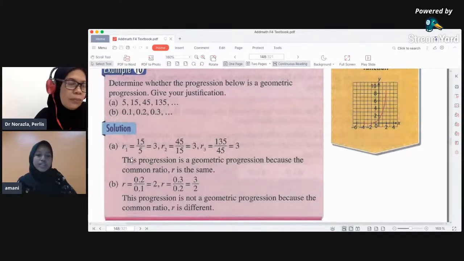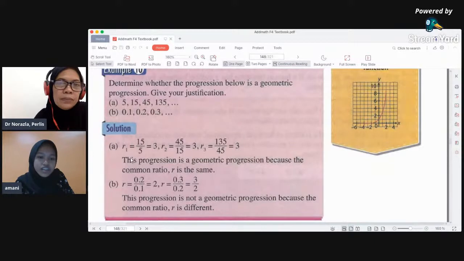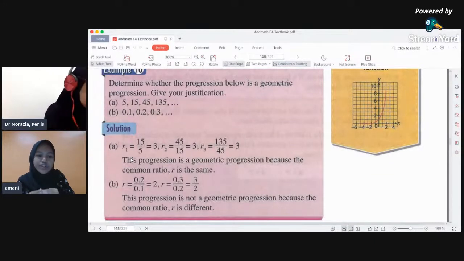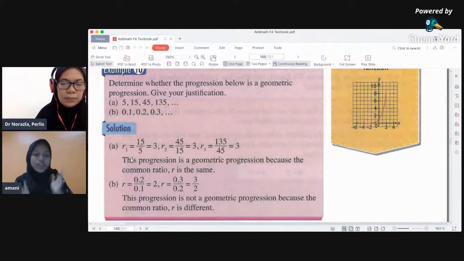In 10b, it already gave the common ratio. T2 divided by T1 equals 2. For the second common ratio, T3 divided by T2 equals 3 over 2. So the common ratio is not the same. This progression is not a geometric progression because the common ratio, represented by r, is different.